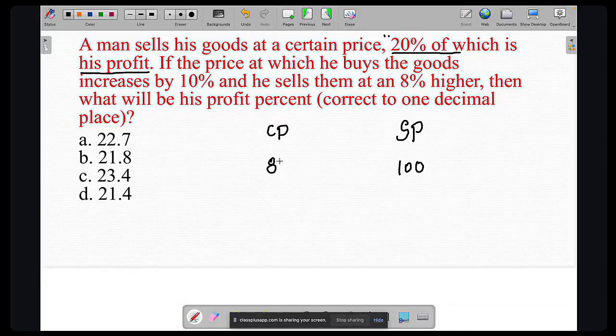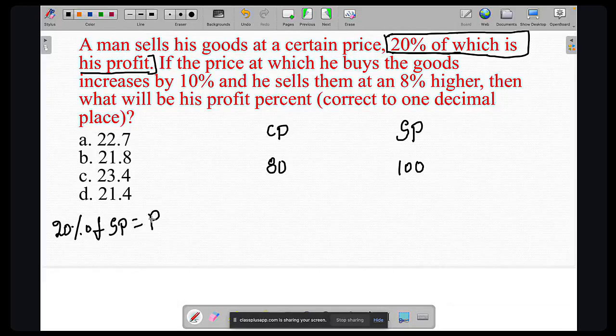Please reply everyone based on this statement, 20% of which is profit. Is it clear? Yes, sir. Very important. So don't tell 20% of 80. This number is not based on cost price. They are saying 20% of selling price is profit. That is the statement of that.